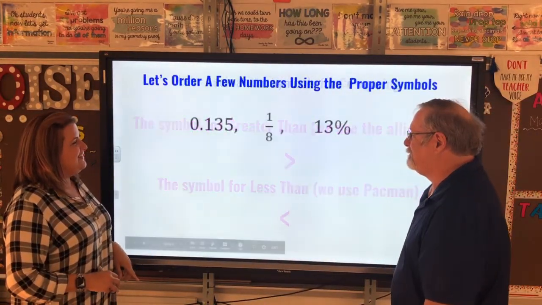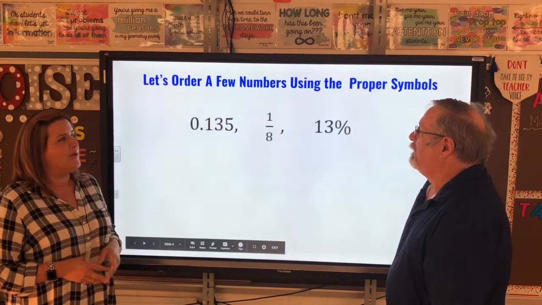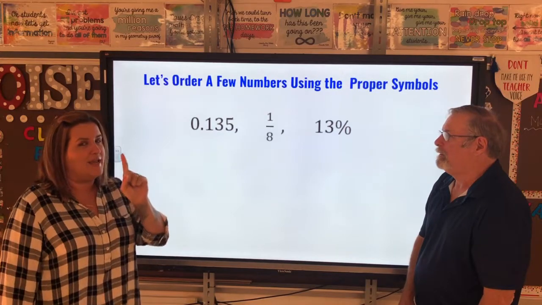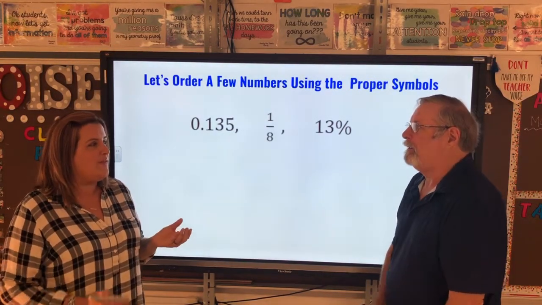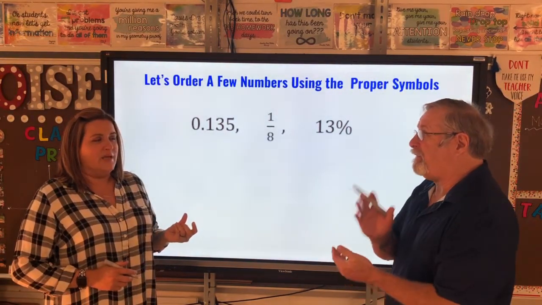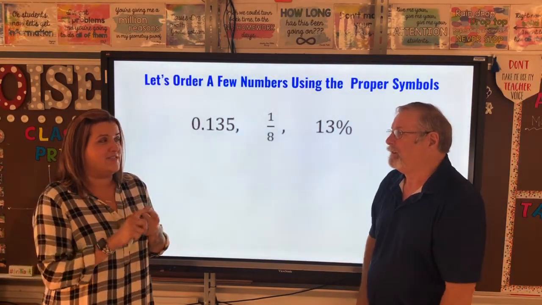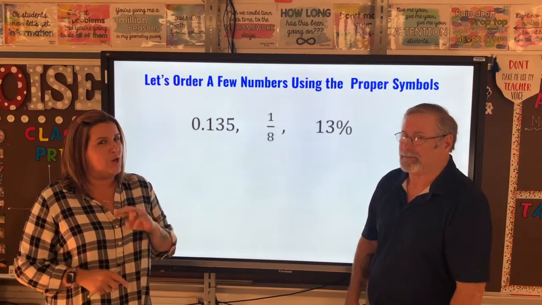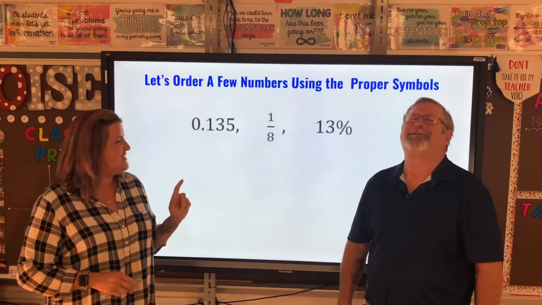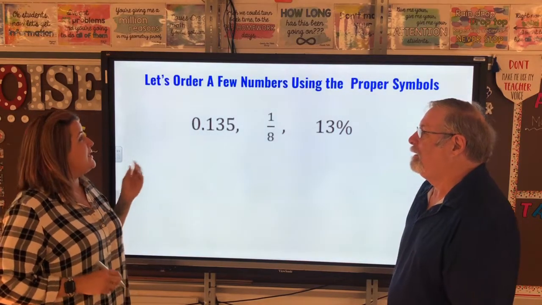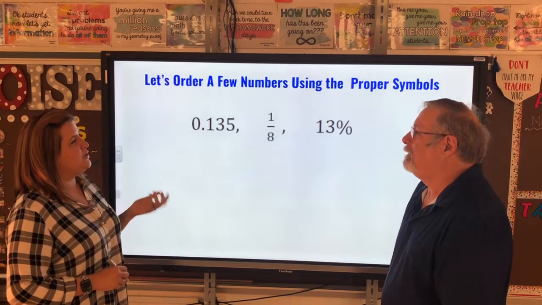That's right. All right, so if we wanted to put numbers in order, if you have a fraction, a decimal, and a percent, the first step is to put them all in the same form. You got to find that thing you like to use. The easiest is either decimals or percents. You don't want to convert them all to fractions. Don't want to mess with no fractions. So I'm going to do the first one with percent, and it says, let's order a few numbers using the proper symbol.